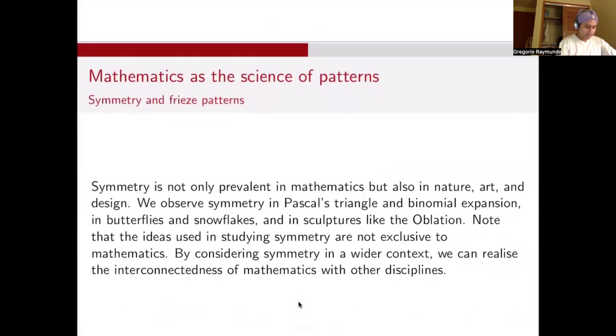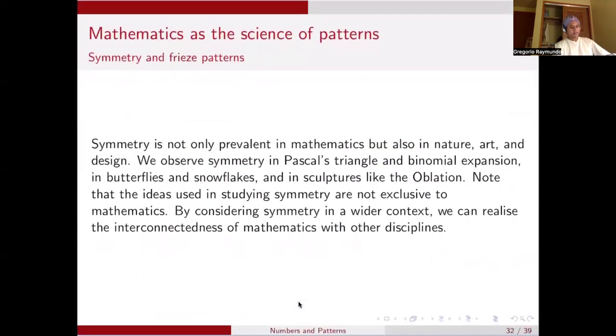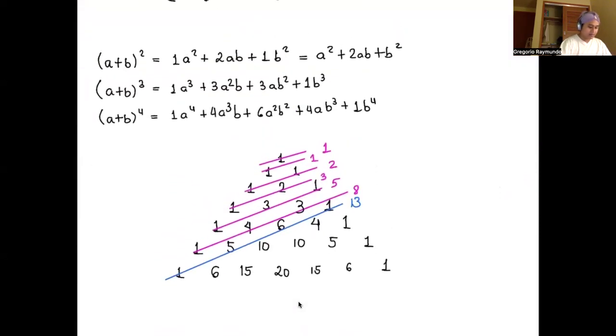Okay, and finally, symmetry and phase patterns. Symmetry is not only prevalent in mathematics, but also in nature, art, and design. We observe symmetry in Pascal's triangle and binomial expansion, in butterflies and snowflakes. So ito, napansin niyo sa binomial expansion kanina, may symmetry daw. 1, 2, 1. 1, 3, 3, 1. May mirror symmetry kayo nakita. 1, 4, 6, 4, 1. So dito rin may symmetry na nakikita sa triangle nito.